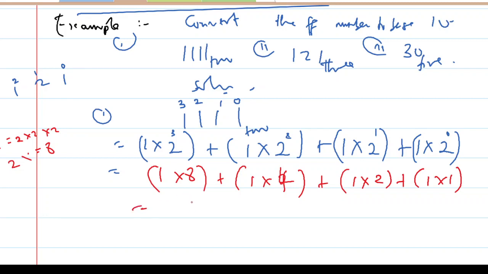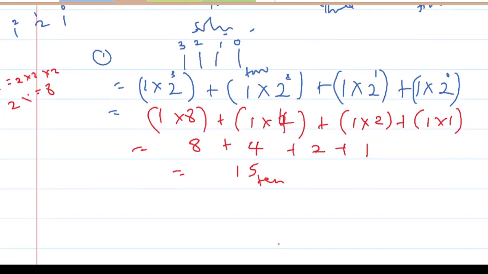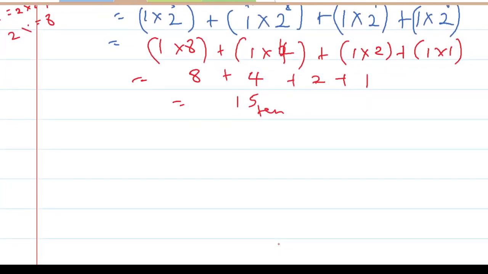Then you now have 8 multiplied by 1, this is 8. 1 multiplied by 4, this is 4. 1 multiplied by 2, that's 2. 1 multiplied by 1, that is 1. Then you are going to have 8 plus 4, that's 12. 12 plus 2, that's 14, plus 1. Then I have 15 base 10. You see we have the number back. Okay, let us try the second one.